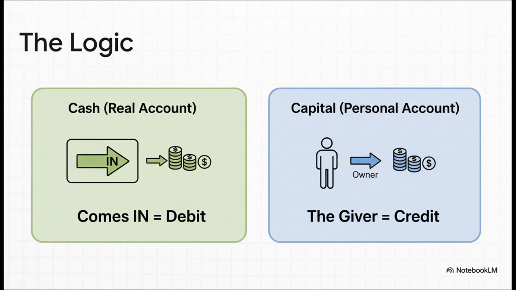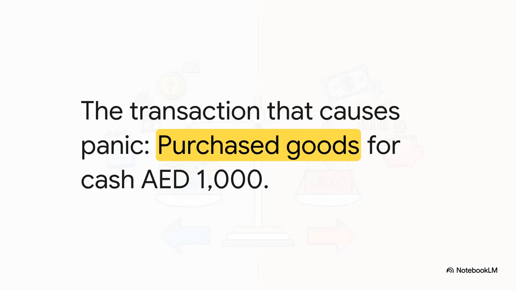Now for the other side, capital. That represents the owner, who is a person, so it's a personal account. Is the owner receiving or giving? The owner is giving the cash to the business. Our rule? Credit the giver. See? It just works.